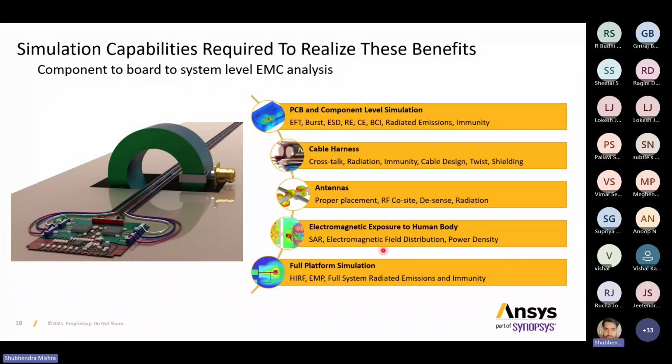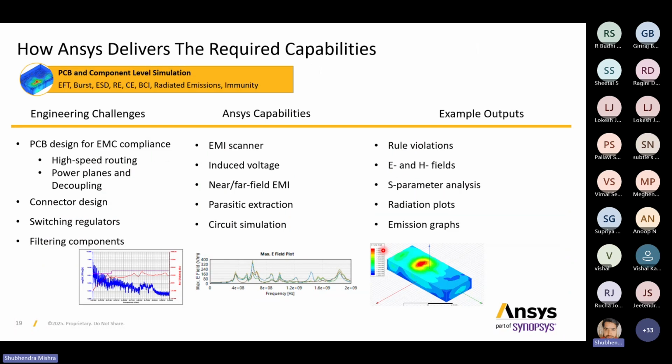So these are some other simulation capabilities which will enhance our EMC analysis. We can do PCB or component level simulations, and simulations for cable harness, for antennas, for electromagnetic exposure to the body, or for full platform simulations also. When we're talking about PCB or component level simulations, the problem we usually face is high speed routing. When I'm talking about connector designs, it's about how the connectors will be connected so that there will be less interference, or how switching circuits or switching regulators can be compiled with our whole system so that there will be less interference.